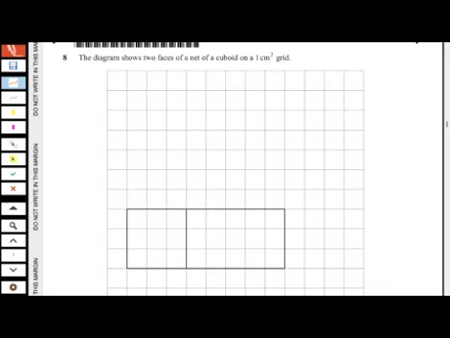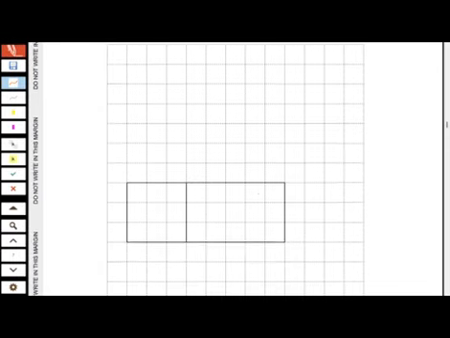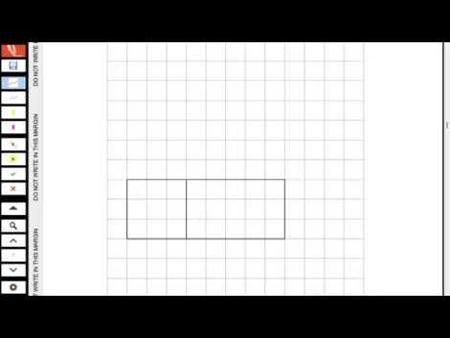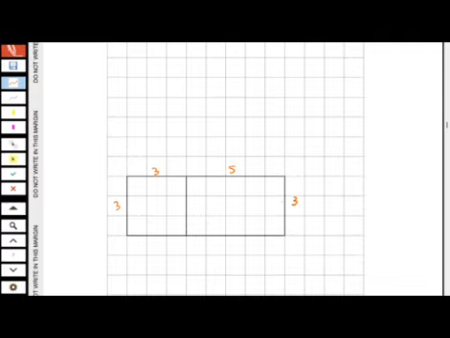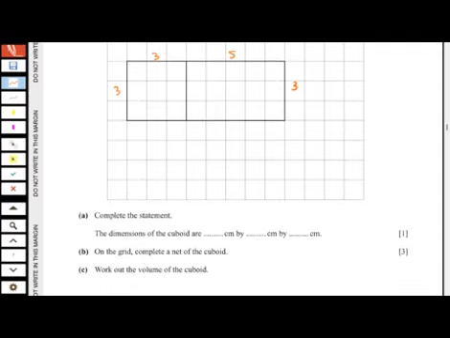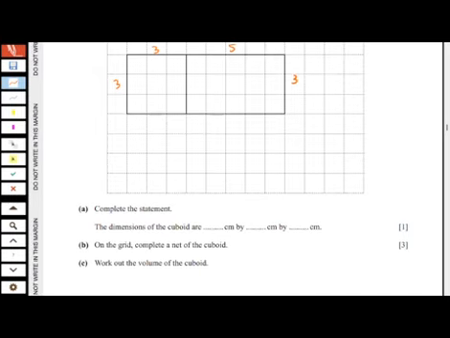The faces are drawn. So 1 2 3, 1 2 3, that is basically 3 cross 3, and that is 1 2 3 4 5, that is 5 cross 3. So for part A, the dimensions of the cuboid are 3 centimeter by 3 centimeter and dash centimeter. So 3 centimeter, 3 centimeter and 5 centimeter.